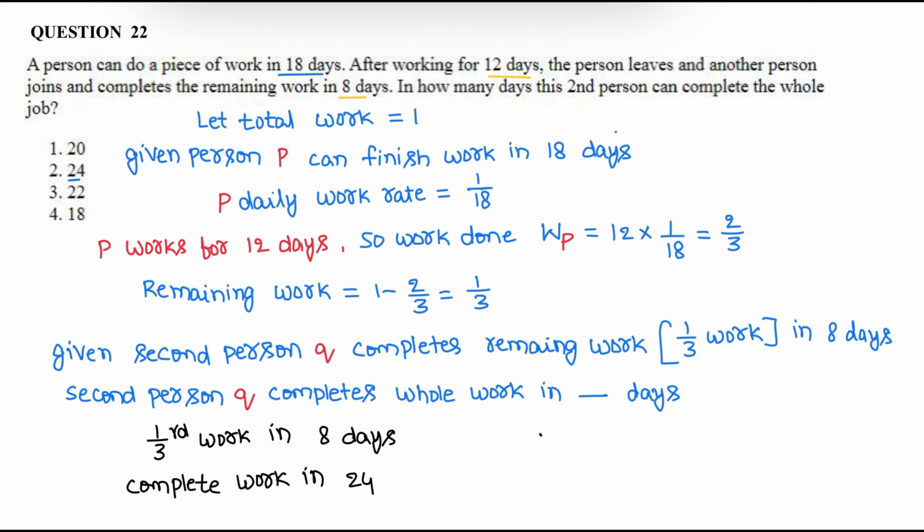For taking 1/3 of the work in 8 days, so 2/3 of the work in 8 days more, total work is 3 by 3, that is 1. So it takes 8 plus 8, 16, 16 plus 8, 24 days. So the correct answer is option 2.